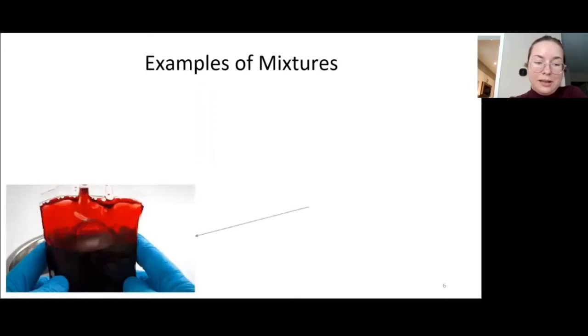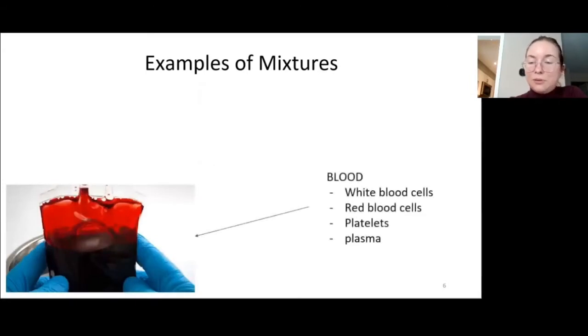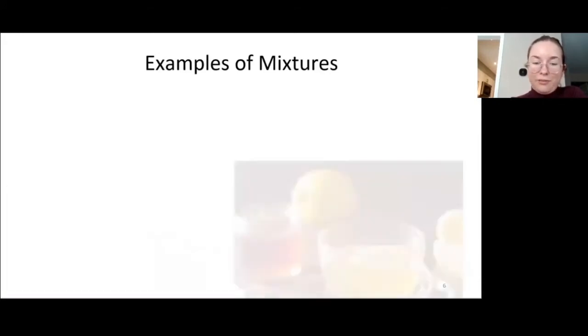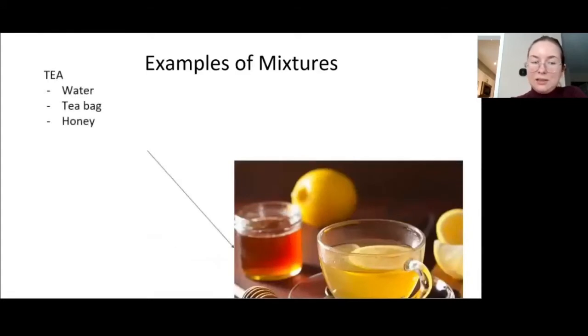My next example is blood. Blood is composed of white blood cells, red blood cells, platelets, and plasma. White blood cells, red blood cells, and platelets are solid components of blood, and the plasma is the liquid component. And my final example is tea. Tea can have water, a tea bag with components inside, and honey. Water and honey here are liquids, whereas the components of the tea bag are solids.